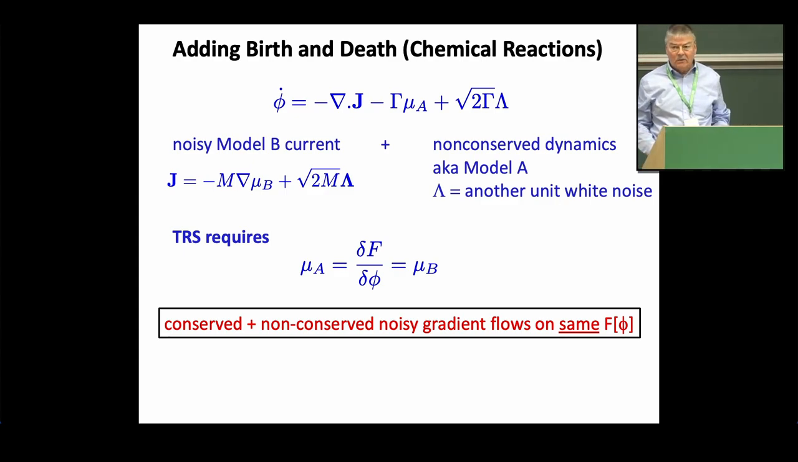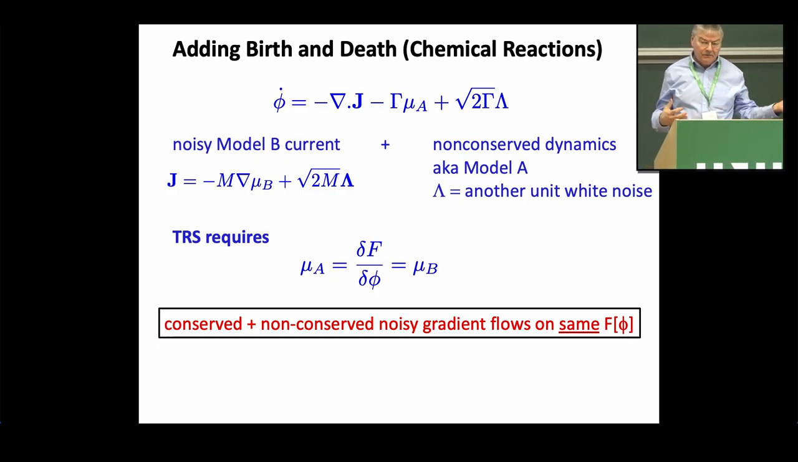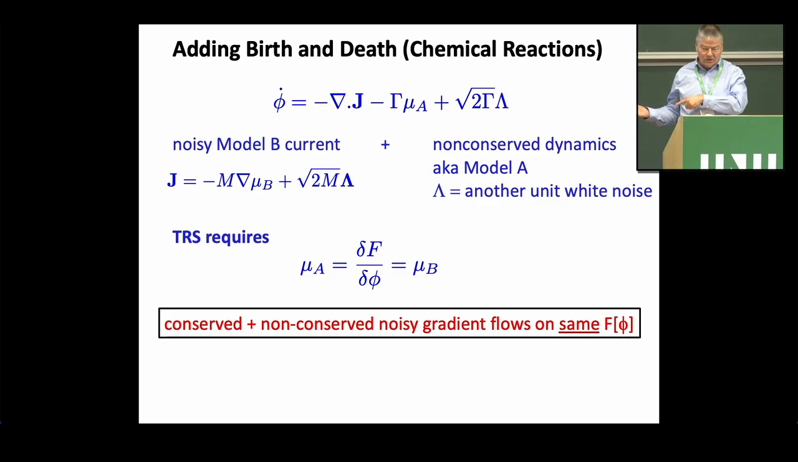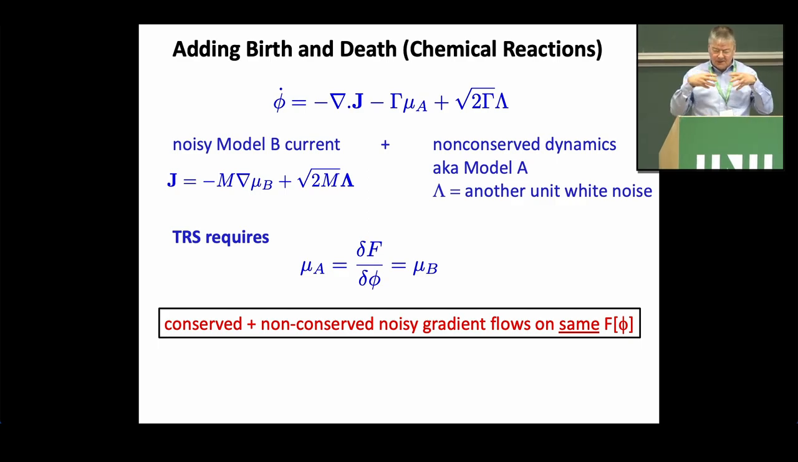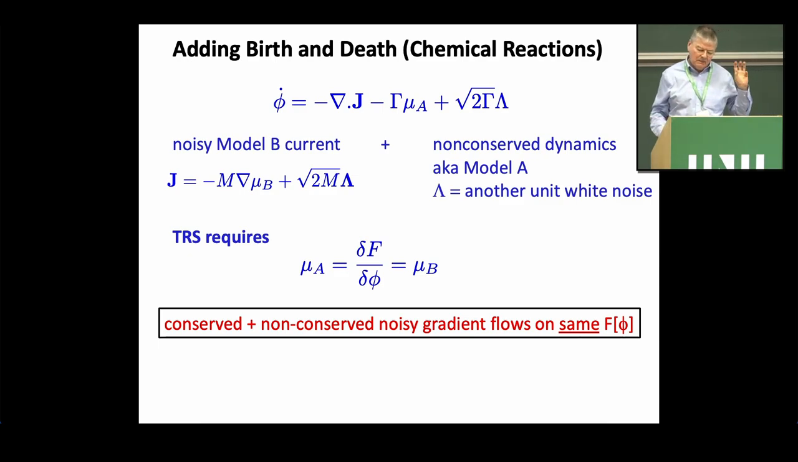And then the other requirement for this to be an equilibrium model is that those two processes, the diffusion and the birth and death or chemical reactions, have to be governed by the same free energy. So subscript A referring to the non-conserved bit of the dynamics, subscript B referring to the conserved bit, those are the same free energy derivative df by d phi. So what I have now is I've still got basically a noisy gradient flow. I can think of this as a generalized mobility which involves this combination of conserved and non-conserved bits, but still, for this to be an equilibrium model, the same landscape is being moved down by both of those processes.